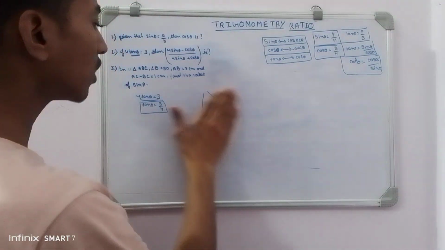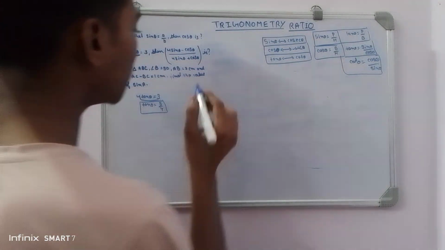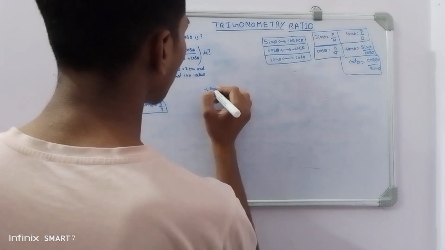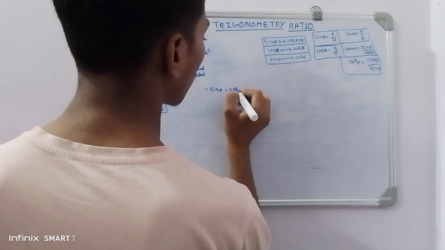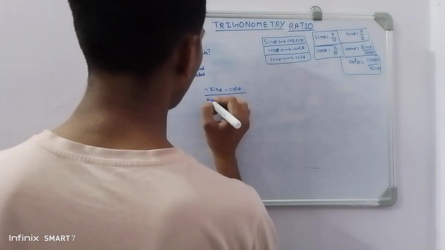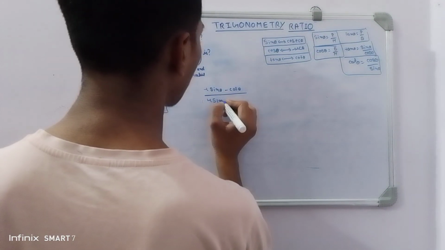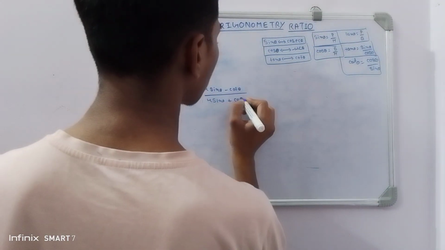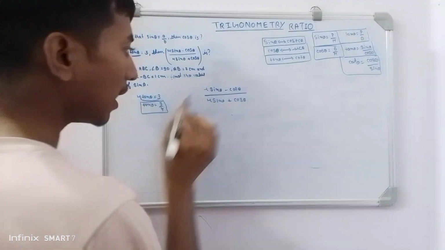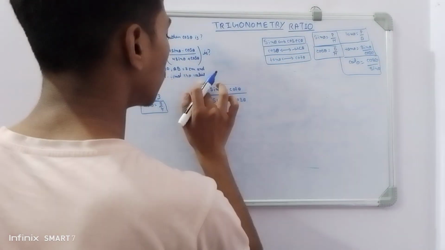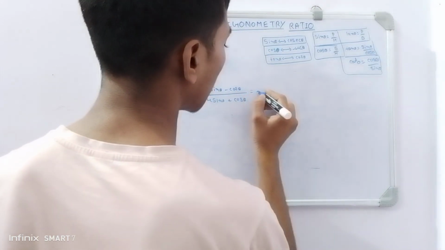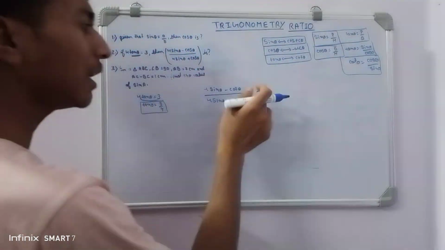So for this, as we have to find the value of this expression, (4 sin theta minus cos theta) divided by (4 sin theta plus cos theta), let's suppose the value of this expression is x, and we have to find the value of x.